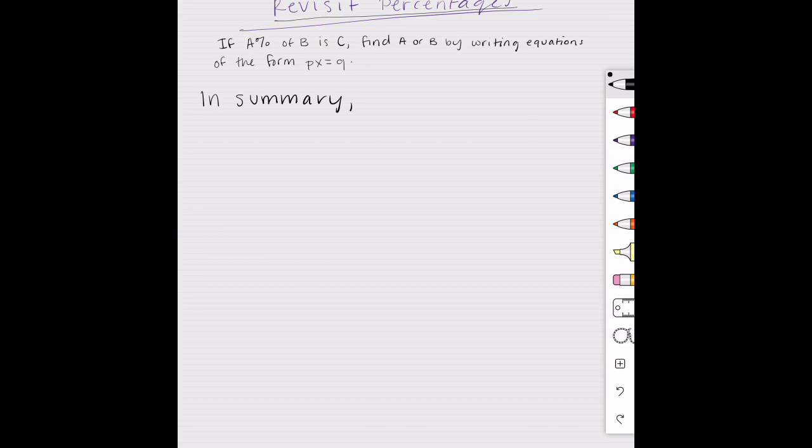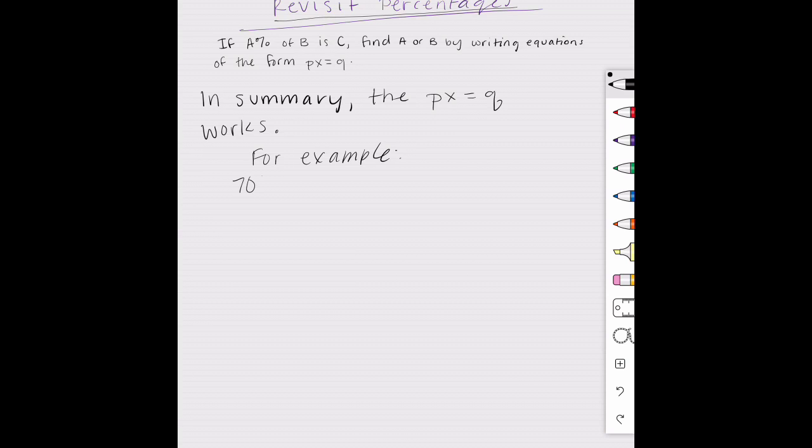So in summary, what I want you to know when we were looking at this revisited percentages is that the px equals q formula works. This is where we're going to be looking at a as p, b as x, and q as c. We're just going to do a quick example problem of this.